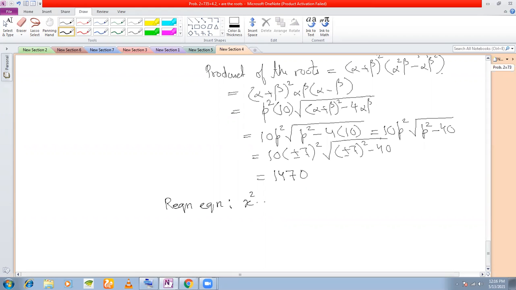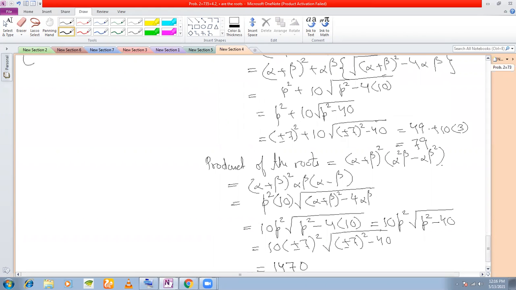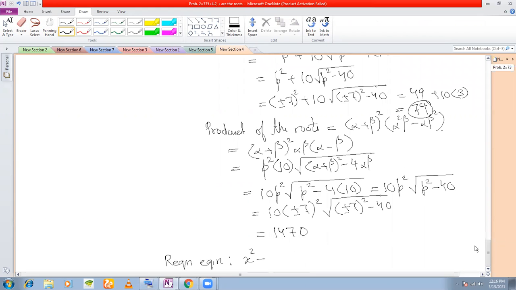Therefore, what is the required equation? x square minus, what is the sum of the roots you have got? 79. 79 x plus product of the roots, 1,470, and that is the required quadratic equation.